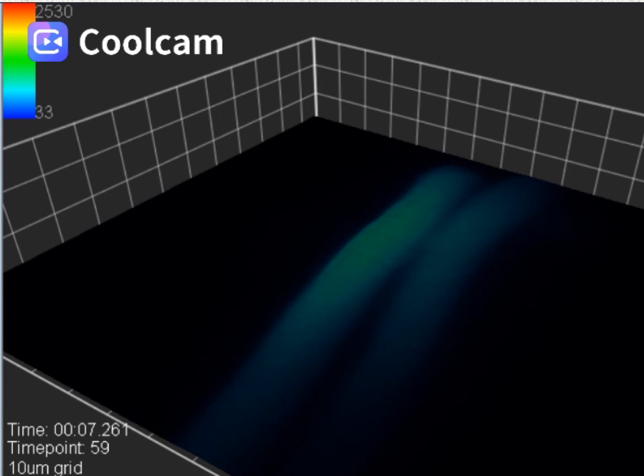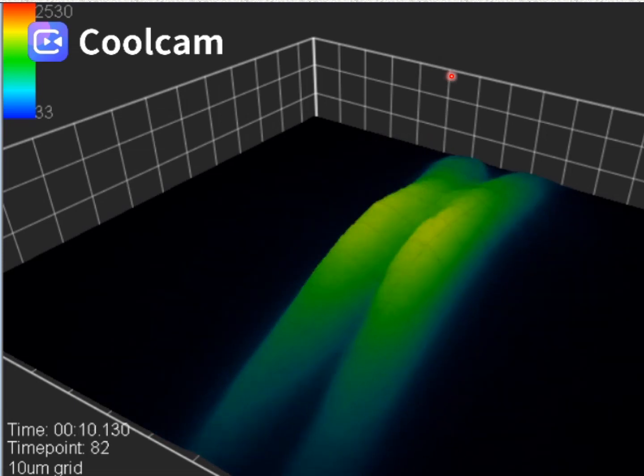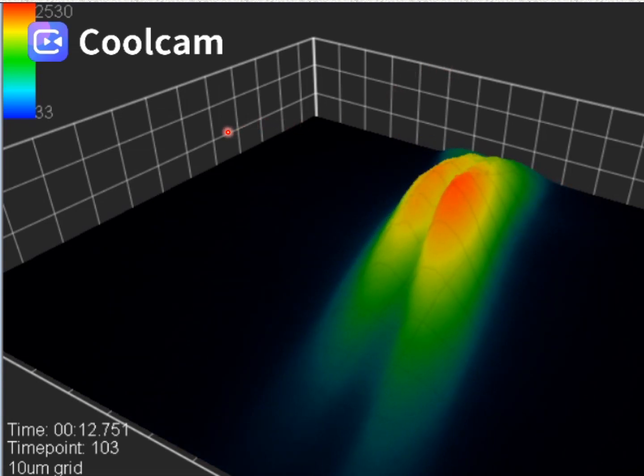Here I'm showing a 2D intensity plot of calcium transient concentrations as the muscle gets stimulated with electrical stimulation. The chart in the top left corner shows the intensity of calcium from high red to low blue.